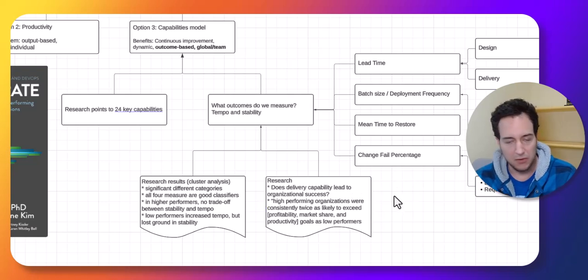All right, and that's what they covered in Chapter 2. In Chapter 3, we'll take a look at the role that organizational culture plays in all of this.